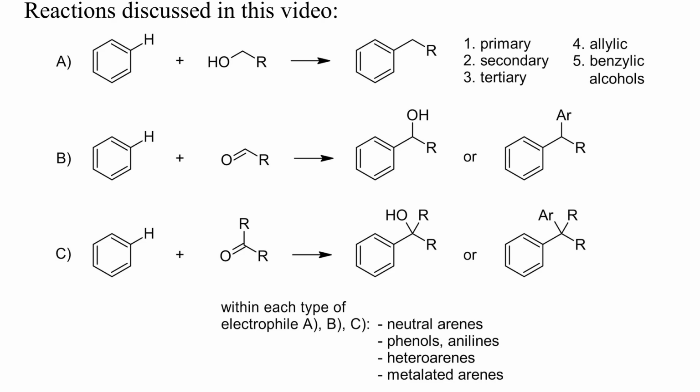The specific examples are organized as sketched here. I'll start with alcohols, going from primary to secondary to tertiary to allylic and finally to benzylic alcohols. Then we'll see some examples of alkylations with aldehydes and ketones, including acetals. Within each type of electrophile, we'll start with the alkylation of neutral arenes, then of phenols and anilines, of heteroarenes, and of metallated arenes, including transition metal chelates.